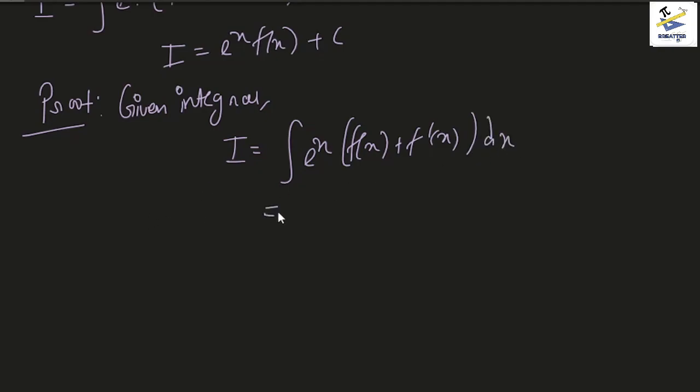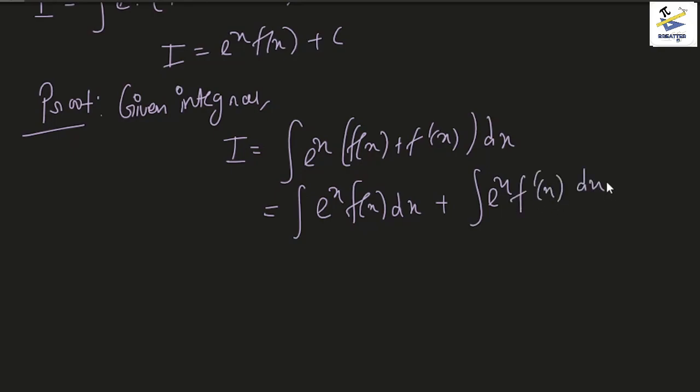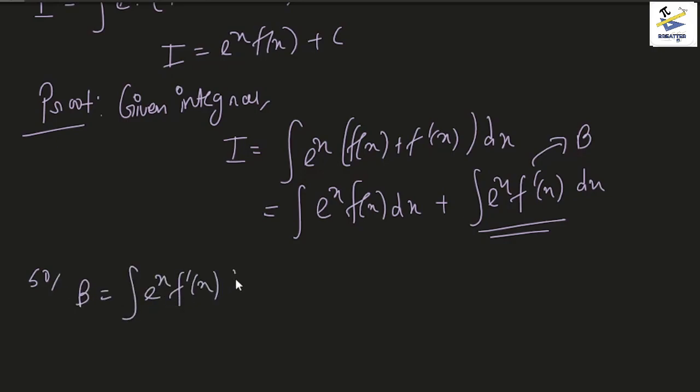Now let us separate it into two different parts, that is, integral of e to the power x into f of x dx plus integral of e to the power x into f prime of x, the derivative of f(x), dx. So let us try to break down this second integral. Name this integral as B. So B equals integral of e to the power x into f prime x dx.